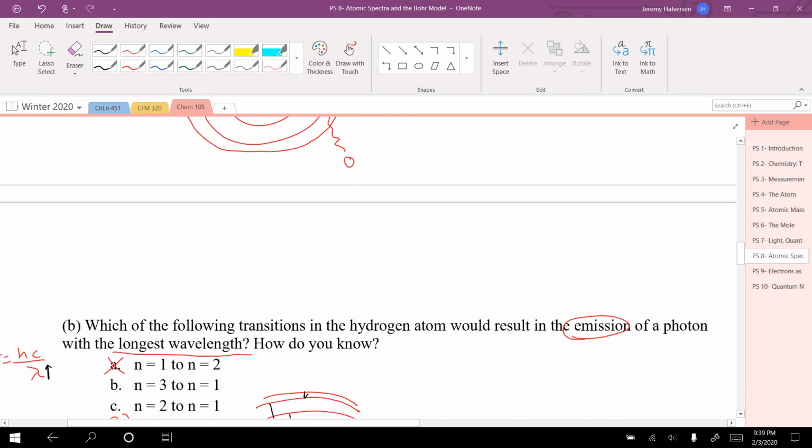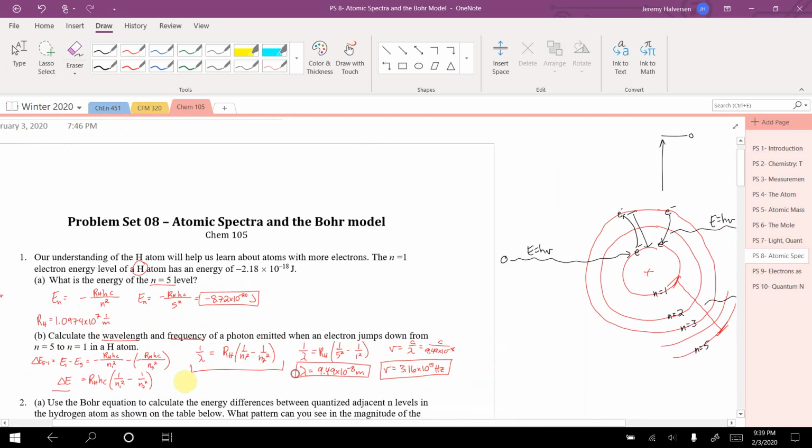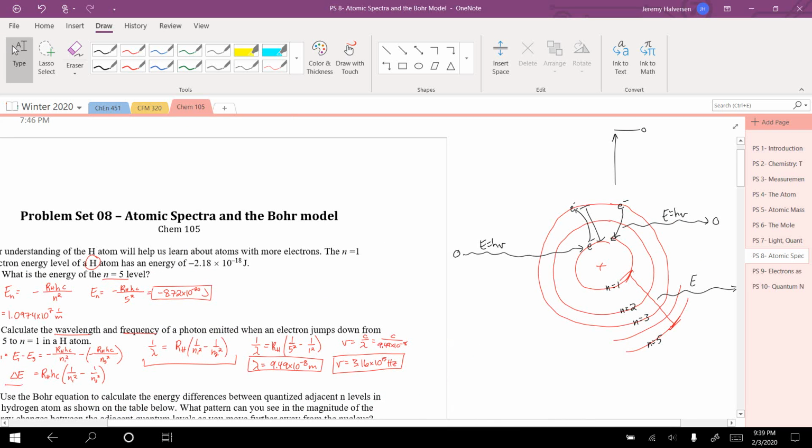And that takes us to the end of this problem set about the atomic spectra and the Bohr model. Hopefully this gave you a little bit better understanding of the usefulness of light when trying to learn about atoms.